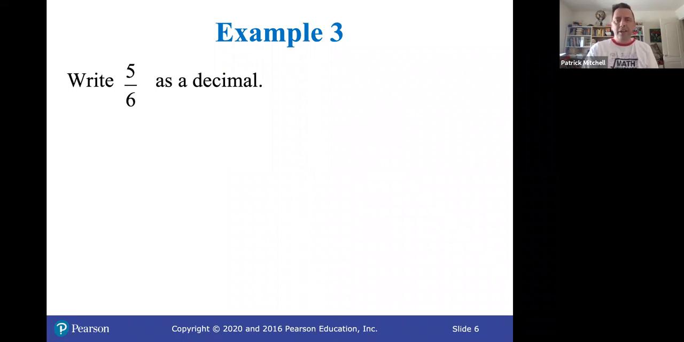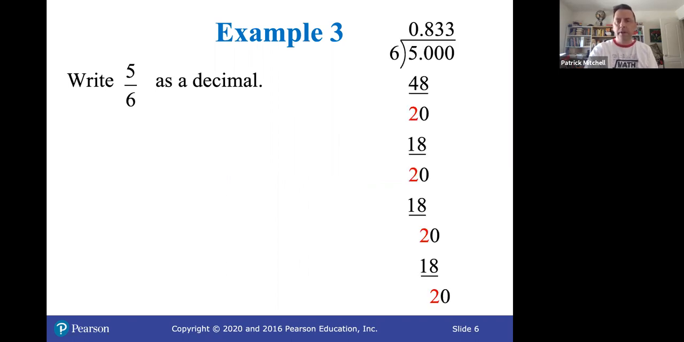All right, here's one you can try if you're feeling frisky. 5/6 as a long division. That looks like this. Let me move myself out of the way there. 6 into 50 goes 8 times. 8 times 6 is 48. 50 minus 48 is 2. Bring down a 0. These are not really lined up all that well. 6 into 20 goes 3. 3 times 6 is 18.